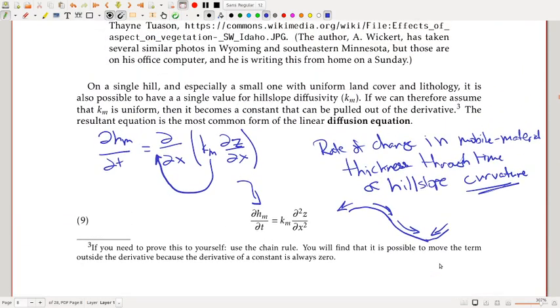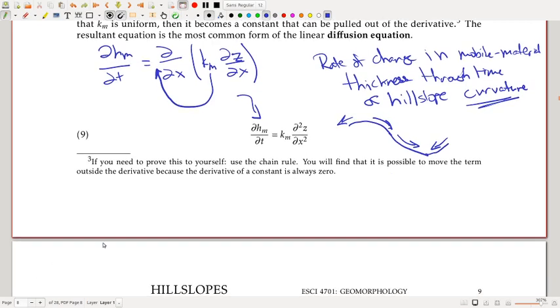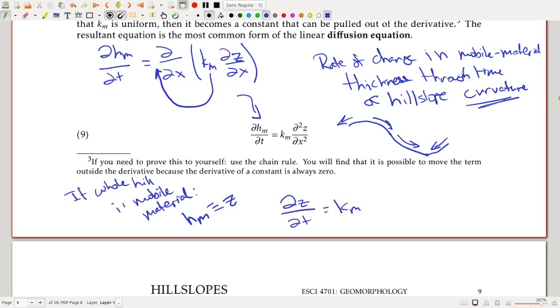gradually evolves through time. And if I make one more simplifying assumption, and I'm just going to sketch this in at the bottom, if the whole hill is mobile material, then we can just say that h sub m is equal by definition to z, and we can write then what is our final, very simplified but pretty much canonical diffusion equation, which I just write: dz, which is elevation, over dt is equal to k sub m d squared z over dx squared. And this is the simplest form for hillslope diffusion.